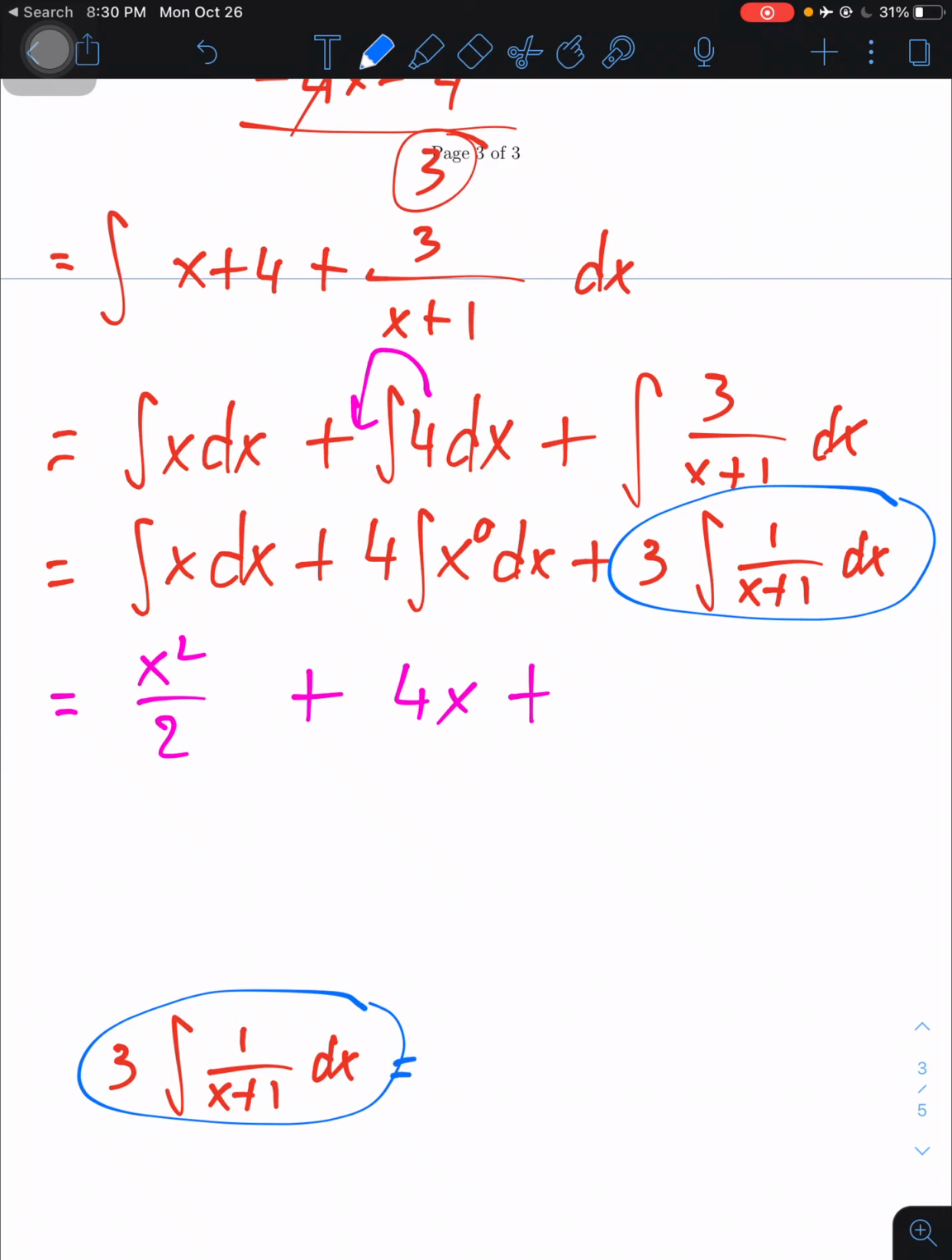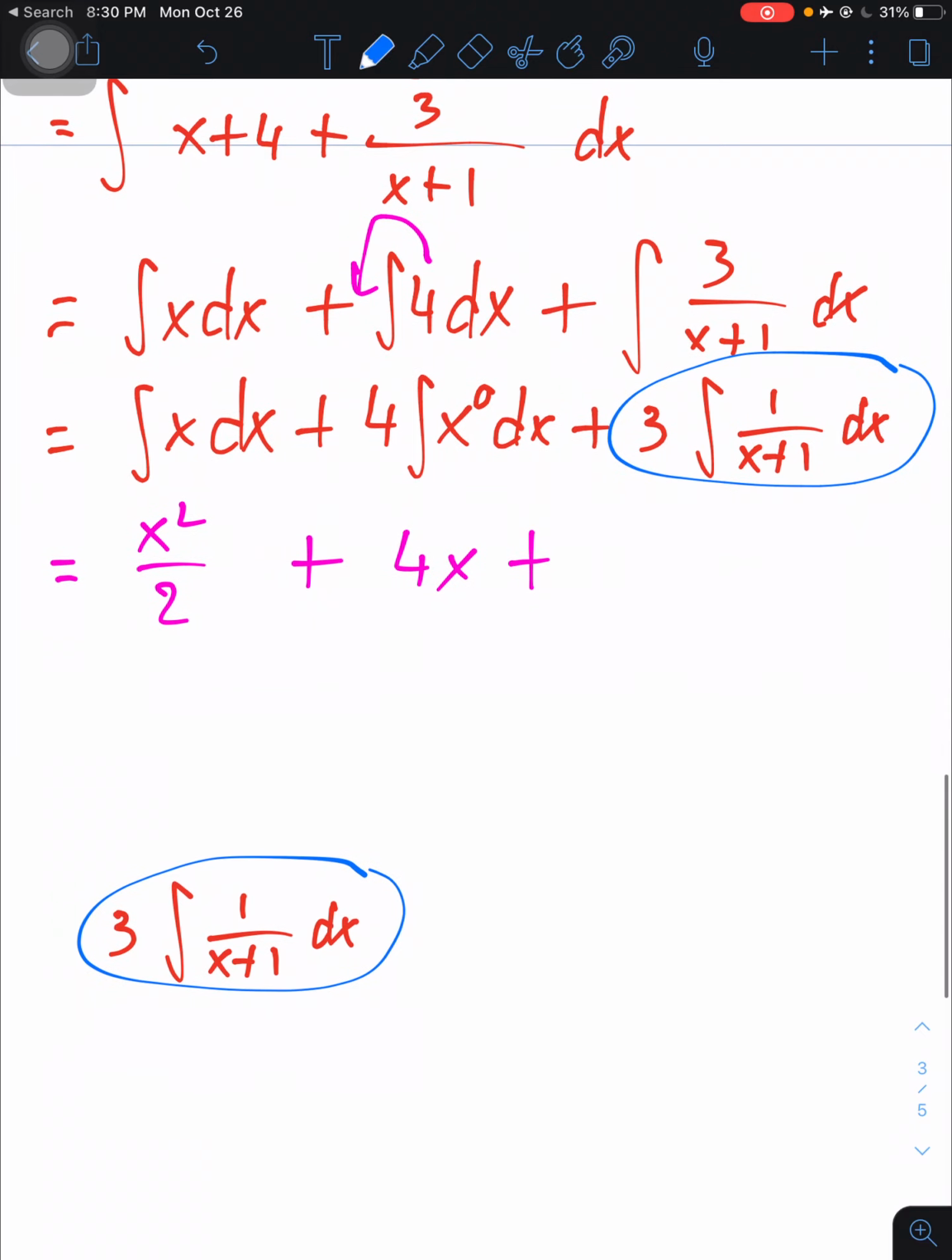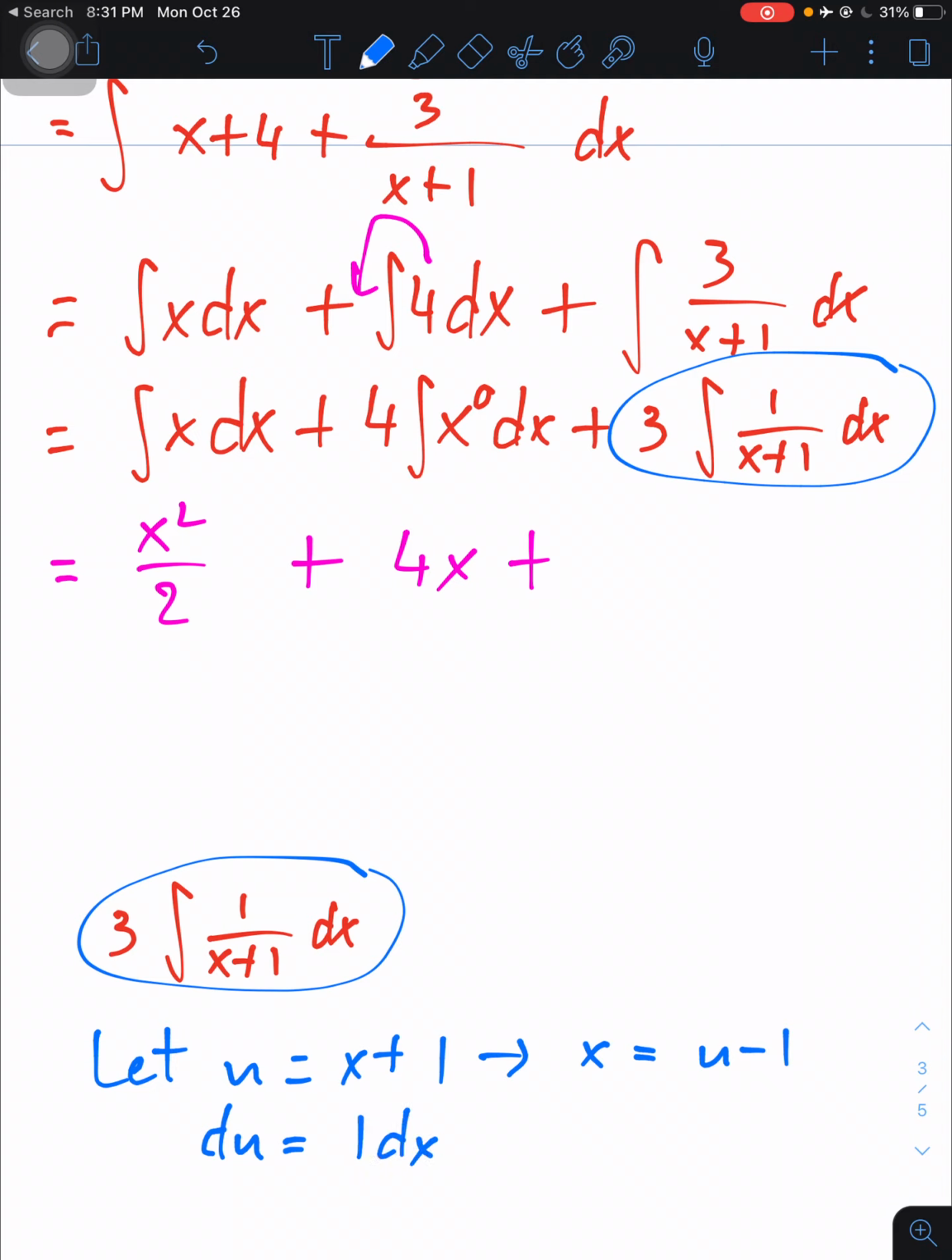Well, first off, I'm gonna let u equal x plus 1. Okay, and after that, I'm gonna solve for x. So my x equals u minus 1, and after that, I'm gonna take the derivative of both sides. So the derivative of x will be just 1, or like dx, right? I usually don't write a 1 in here because it looks ugly to have some number like that.